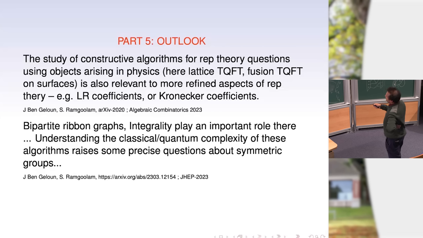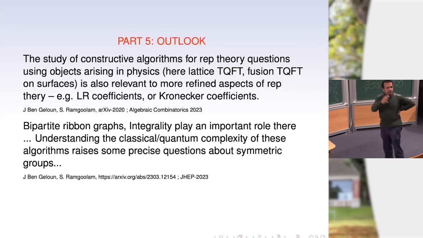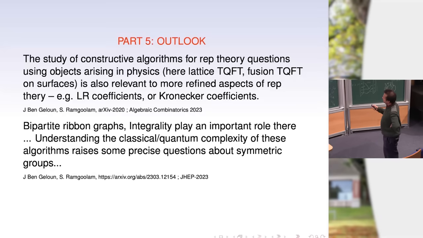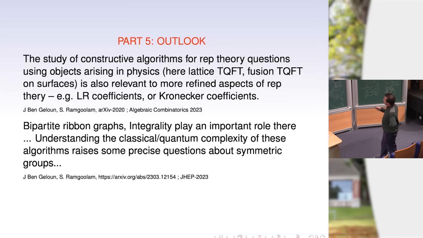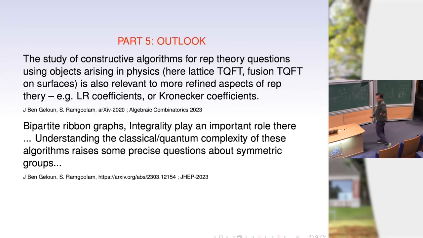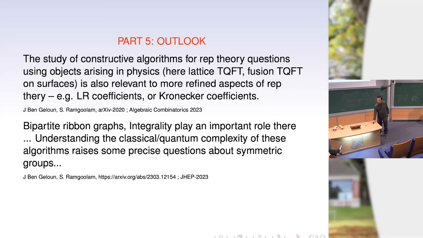And more recently in what we're investigating, there are very interesting questions on classical and quantum complexity of these algorithms associated with Kronecker coefficients, which raise some very precise questions about symmetric groups. So there's a lot of experts here, so I'd be interested to discuss some of these things either afterwards or by email or something. They're very interesting symmetric group questions that arise when you start looking at the complexity of all these algorithms that we are thinking about. So I'll stop here.